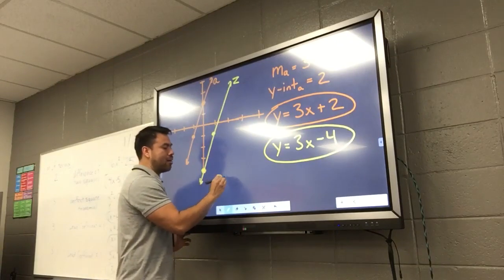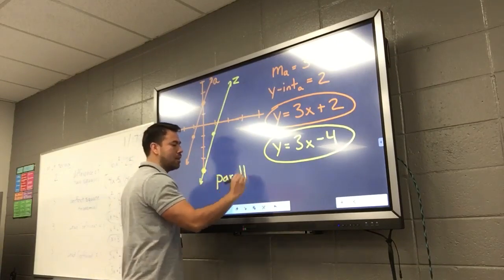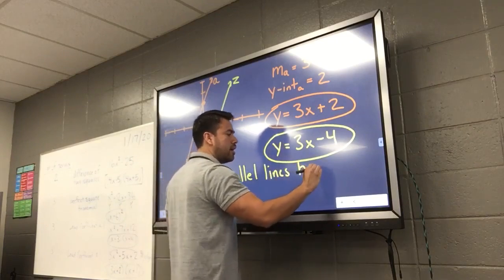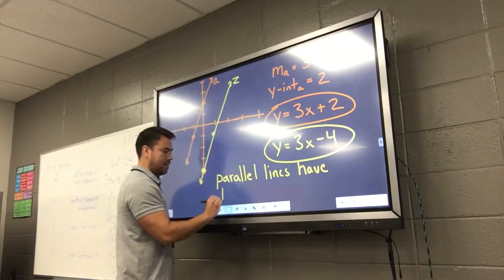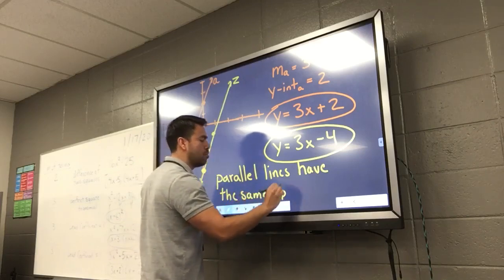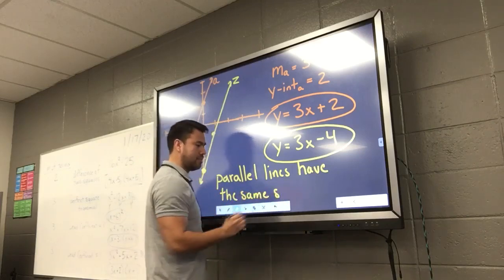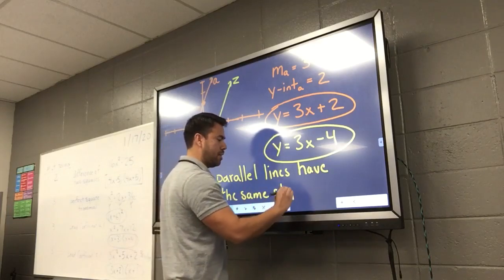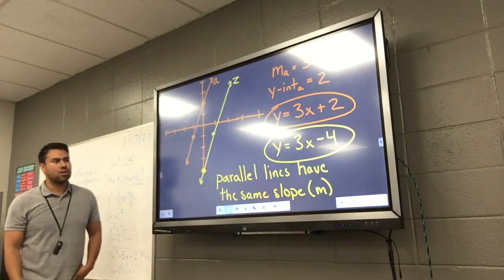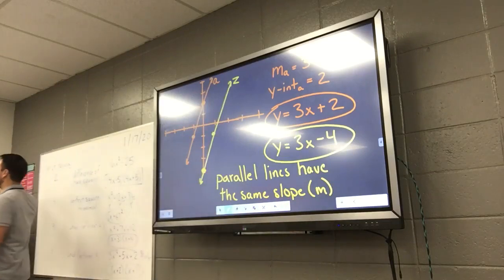Write this down. This is an important note. Parallel lines have the same slope. I will put the m in parentheses. Parallel lines always have the same slope. Always, always, always.